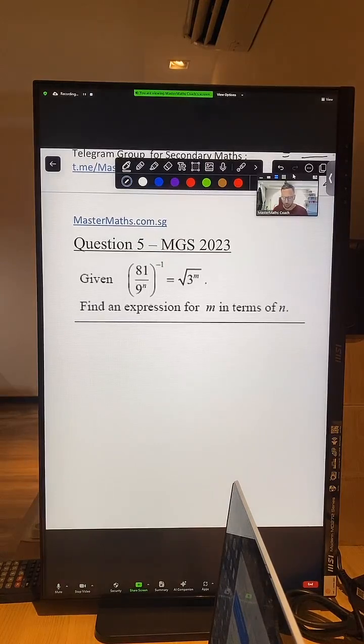This one I give you all some time to do lah. Find an expression for m in terms of n. So I give you all a few minutes to figure this out. Maybe I go get myself a cup of water. I'll be back in a few minutes. Let me get a glass of water for myself.